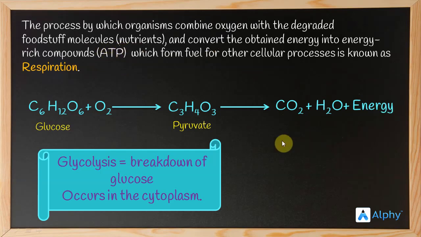For now, you just need to remember that from glucose this energy is produced, and this process is termed respiration. This is the basic reaction. The entire process that I have depicted in this reaction is what we call respiration. Here the oxygen reacts with the glucose, which is the digested foodstuff, or the degraded foodstuff, and converts this glucose to form energy.